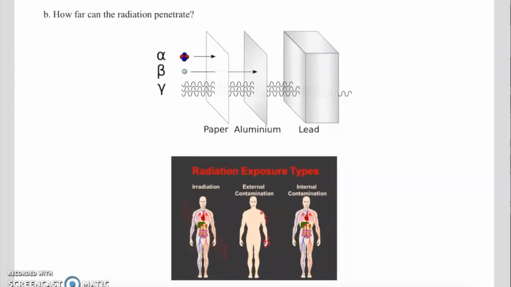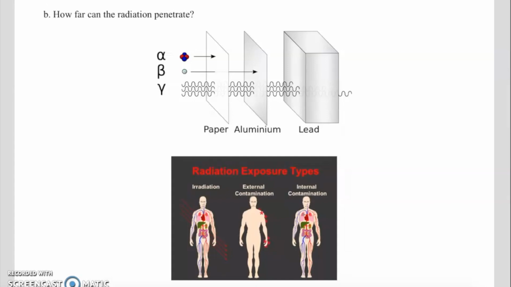Beta particles, though, can go through thin layers of paper, but they are often stopped by something like aluminum foil. So if you have some sheets of aluminum, you can stop beta particles. You can safely contain them.